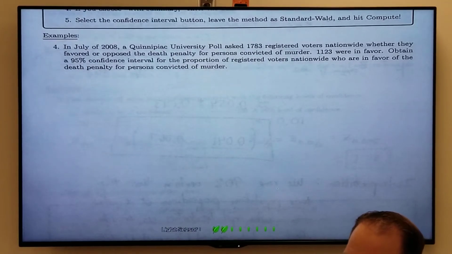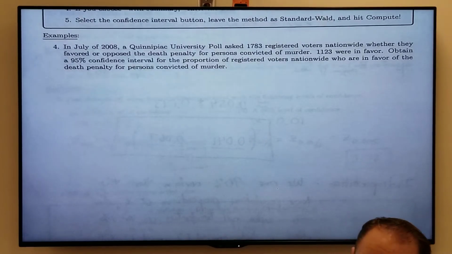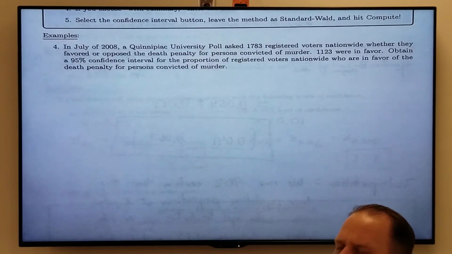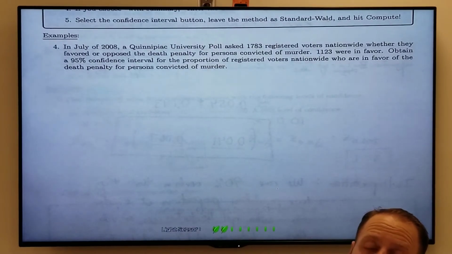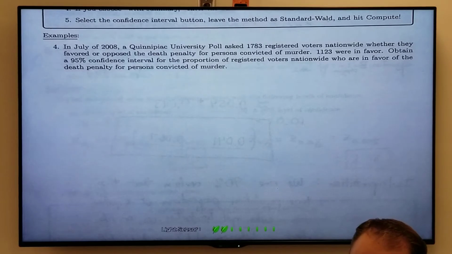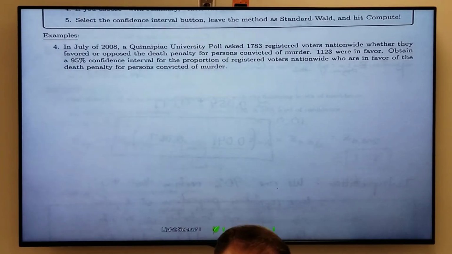Okay. So again, just to emphasize, we know exactly the proportion of people in the sample who were in favor of the death penalty. What we're asking now is what percentage of the population would be in favor of the death penalty. So we're going to construct a confidence interval for this.